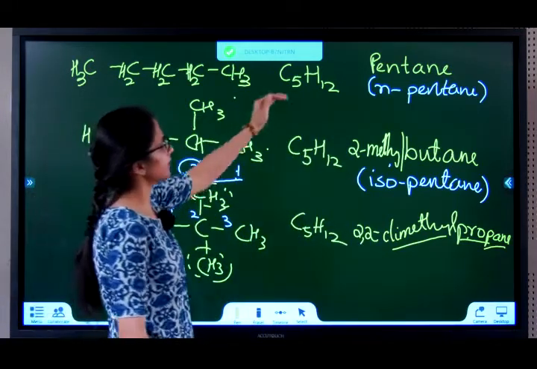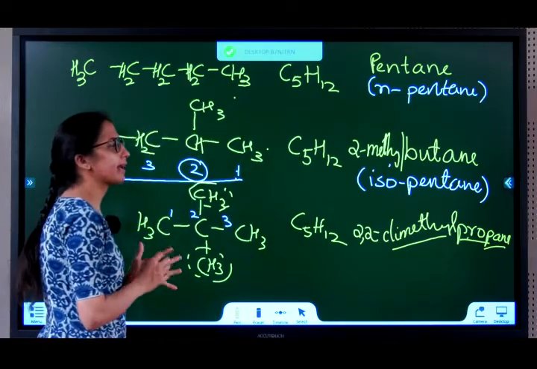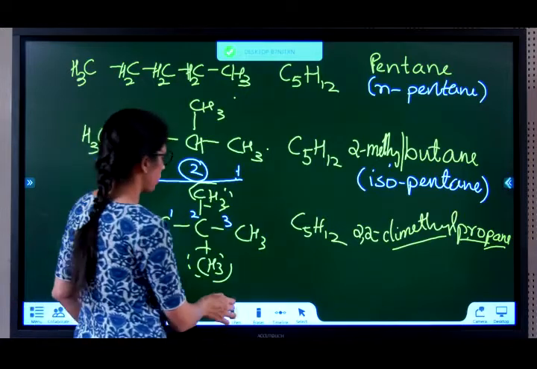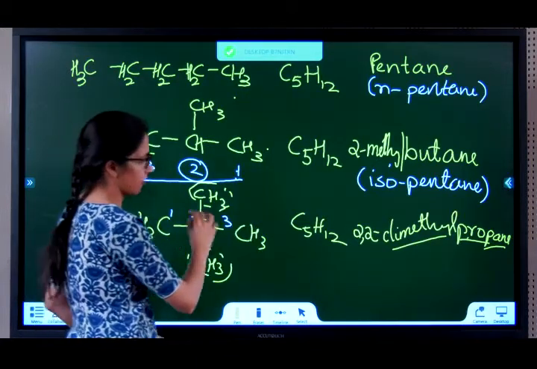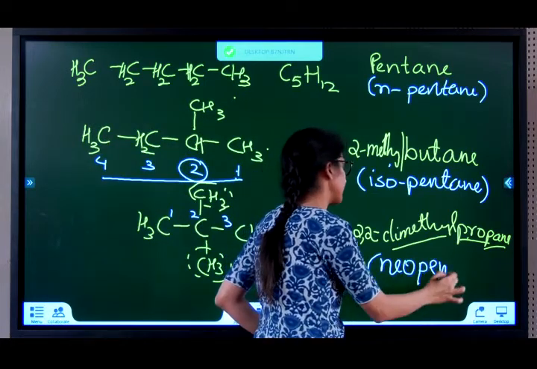All of them have the same formula but different structures, so we can call these isomers of pentane. Also, what is the common name of this compound that we just learned? This one's name is neopentane.